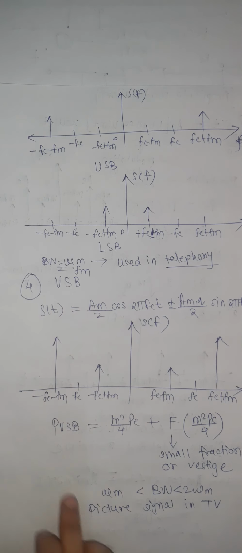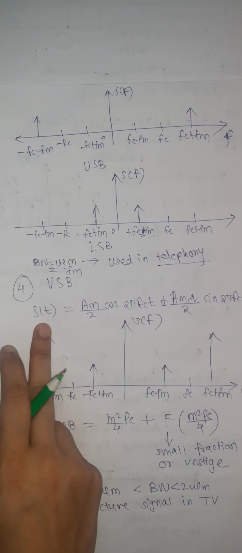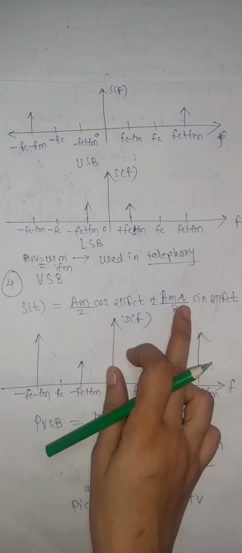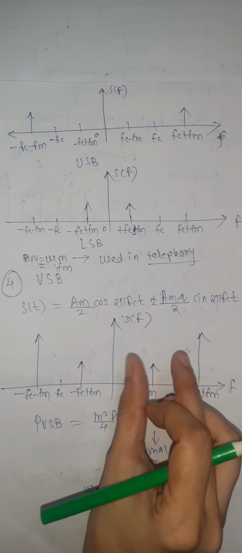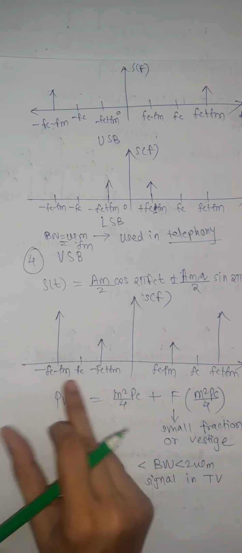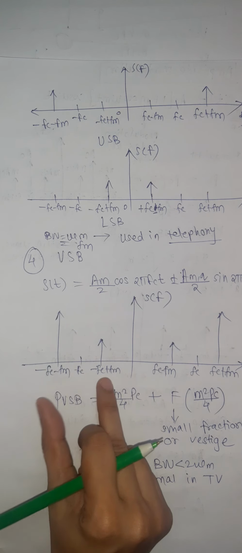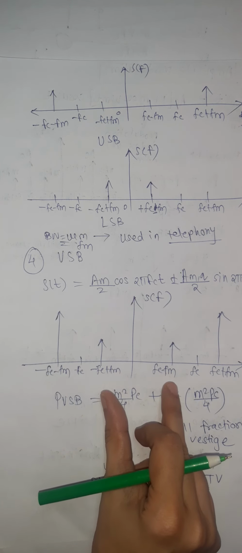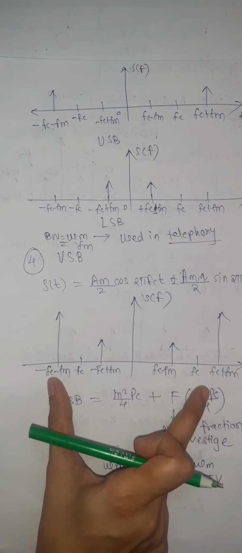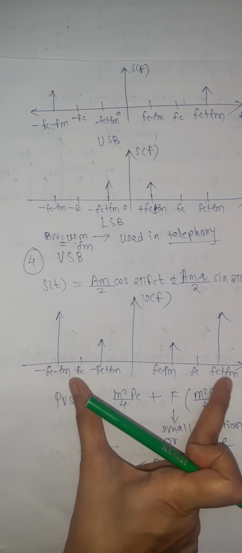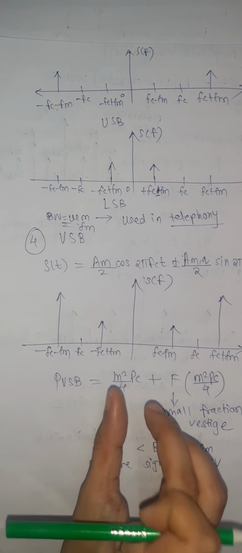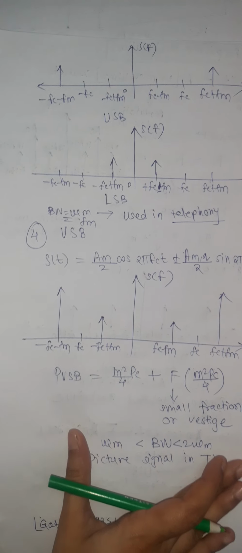VSB can be expressed by the equation s(t) = (Am/2) cos(2πfct) ± (Am q/2) sin(2πfct), that is the vestige of that AM signal. This is the spectrum given, in which -fc+fm, fc-fm, the small vestige is utilized here, and -fc-fm and fc+fm are upper side bands, and a lower part or fraction or vestige of lower side band is used here.